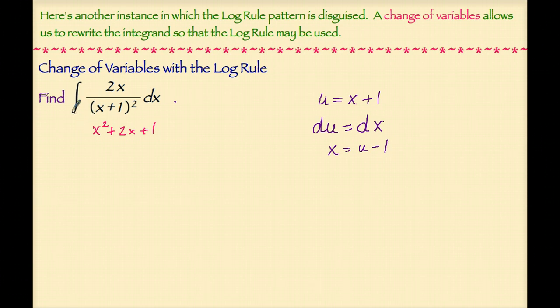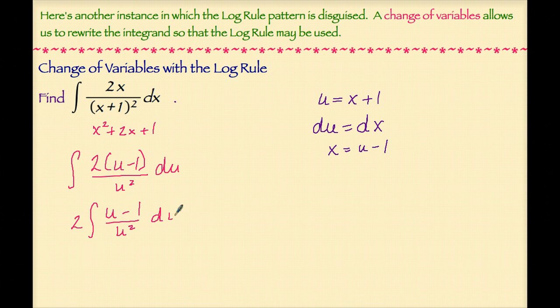Now let's rewrite this entire integrand, replacing everywhere that we see an x or a dx with our u substitutions. So now my integrand will be 2 times x, which is u minus 1, over x plus 1 squared, u squared, and then dx was du. So now this is the integral. I'm going to take the 2 on the outside of the integral, and that will give me u minus 1 over u squared.